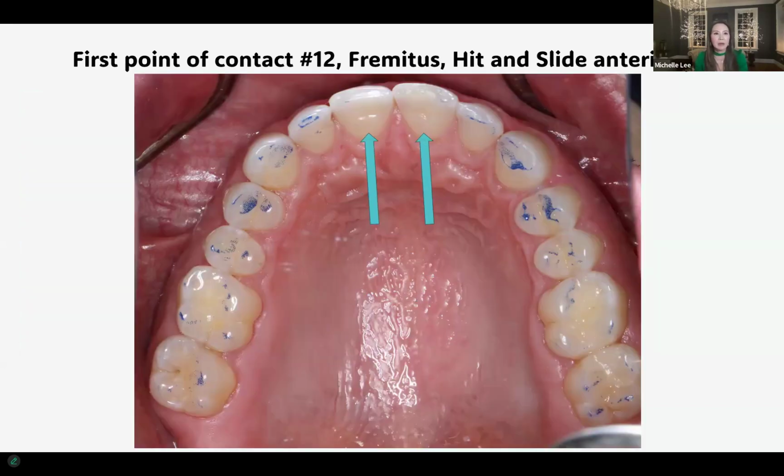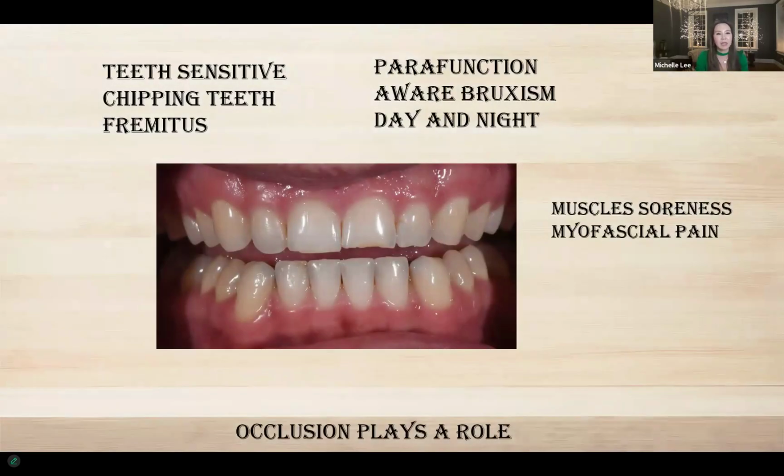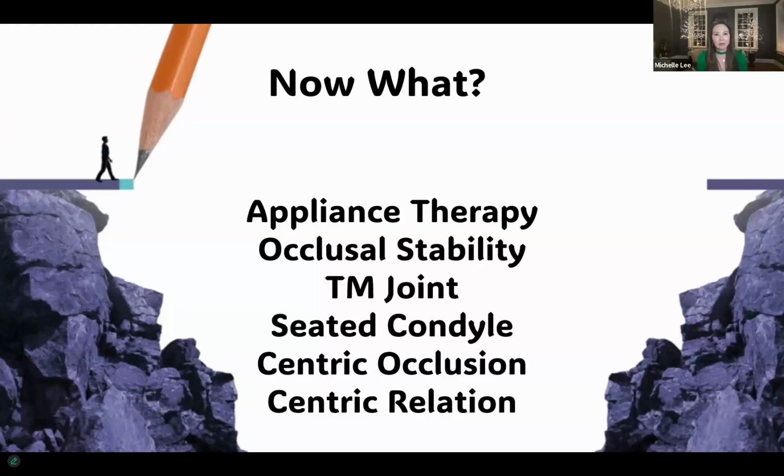So I decide, okay, what do I do, right? He wants veneers, and he actually pointed to number 7 not looking like 10, and 8 and 9 are uneven. I totally understand, and I think we can give him a nice aesthetic outcome, but I'm thinking: we've got sensitive teeth, we've got chipping, I've got fremitus, he's got parafunction, he's aware that he bruxes. I did a muscle exam, he's got some muscle soreness, and ultimately occlusion plays a role. So I'm thinking, all right, well, now what?